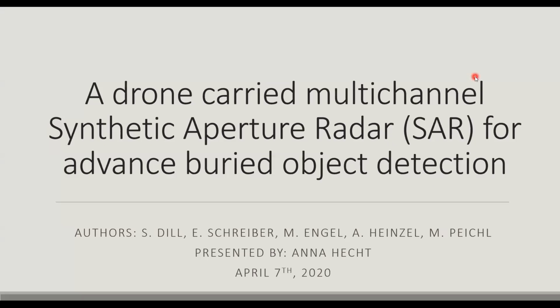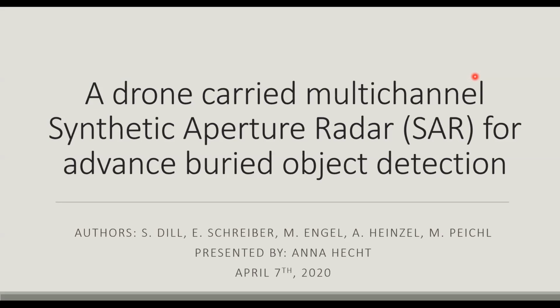Hi everyone, I will be presenting on the paper A Drone Carried Multi-Channel Synthetic Aperture Radar, or SAR, for Advanced Buried Object Detection. I chose this topic because it applied to my last internship and potentially future job. I would work on PCB designs for both the receive and transmit modules for our radar system. So this would be choosing filters, impedance matching with our coax lines, power balancing, timing and control, etc.